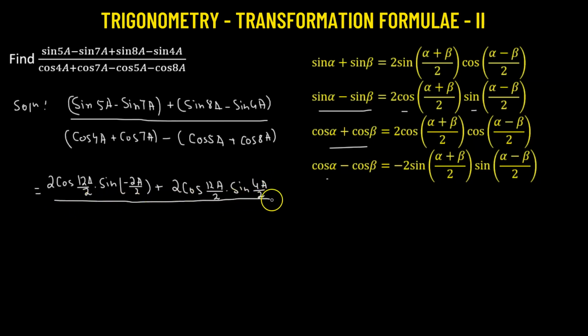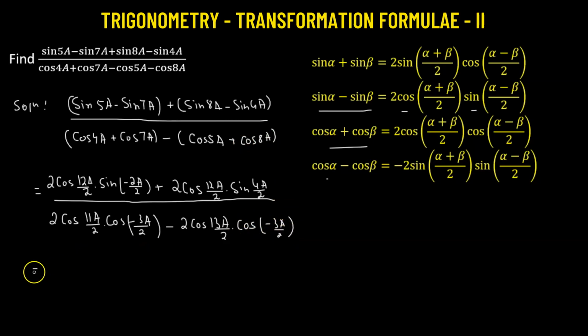Now coming to the denominator, we have cosine of 4a added to cosine of 7a. So we get 2 times cosine of angle 7a plus 4a, that's going to be 11a, so we have 11a over 2, multiplied to cosine of 4a minus 7a, so that's negative 3a over 2. Fine. And minus, we have 2 times cosine of angle 5a plus 8a, that's going to be 13a, so we have 13a over 2, multiplied to cosine of 5a minus 8a, so that's negative 3a over 2.